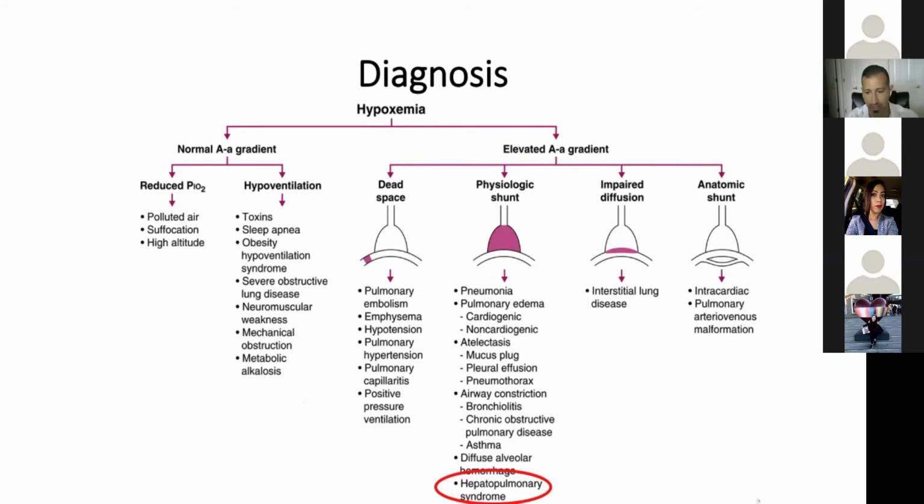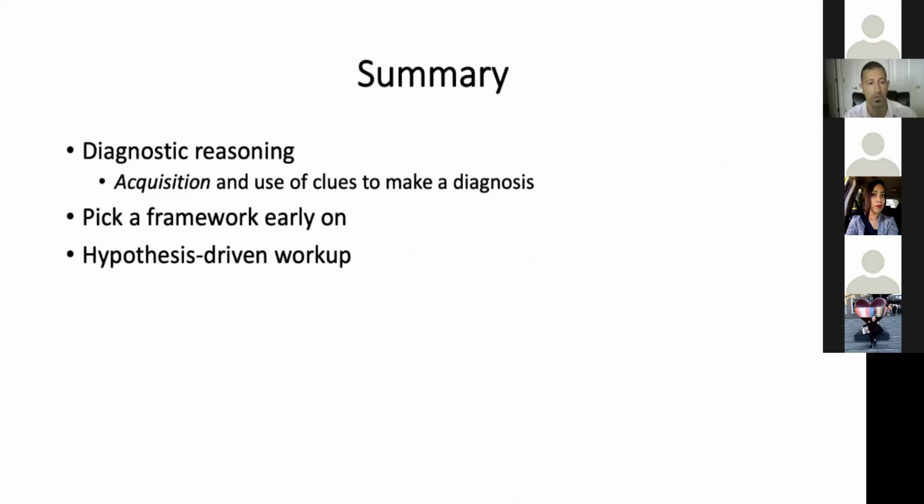Hepatopulmonary syndrome, exactly. So we developed a framework, we developed a differential diagnosis, we used that differential diagnosis to understand what questions we have to ask the patient and acquire from the patient, on exam, and test the patient for. And then we acquired those clues, and then we synthesized those clues to make a diagnosis. And that's the summary of the talk.